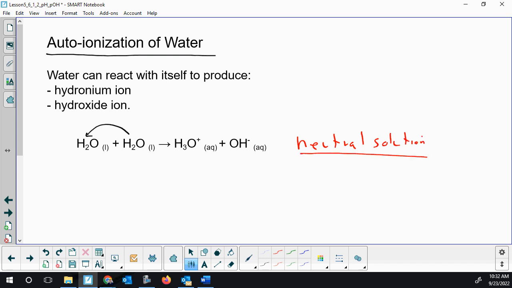So what is a neutral solution? It's not a solution that has no hydronium and no hydroxide. It's when the concentration of hydronium is equal to the concentration of hydroxide. If we just have the auto-ionization of water, we get the same concentration of both species and would call this solution neutral. And that is a pH of 7 at 25 degrees Celsius.